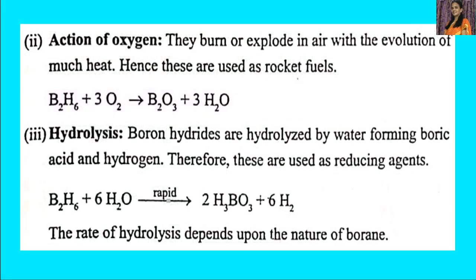Next, the action of oxygen. When diborane is burnt in the presence of oxygen, it forms B2O3 and liberates much heat. Because of that, it is used as a rocket fuel. It is used as a rocket fuel because on burning in the presence of oxygen, it explodes and liberates a lot of heat energy.